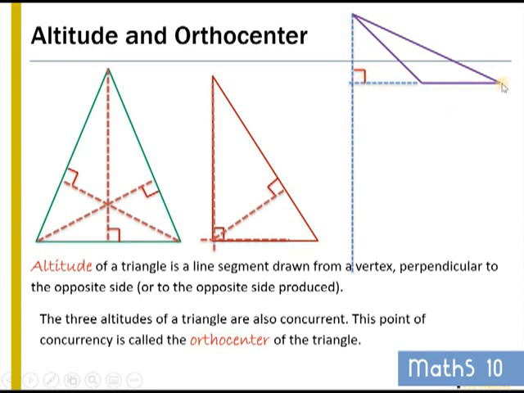Similarly, from this vertex, it's not possible to meet this side at 90 degrees, so we need to extend this side, and then we can draw in the altitude so that it meets the extended or produced side at 90 degrees. Then from the third vertex, it can meet the opposite side at 90 degrees, and we can extend this backwards so that all three altitudes meet at the same point. This point here is the orthocenter.